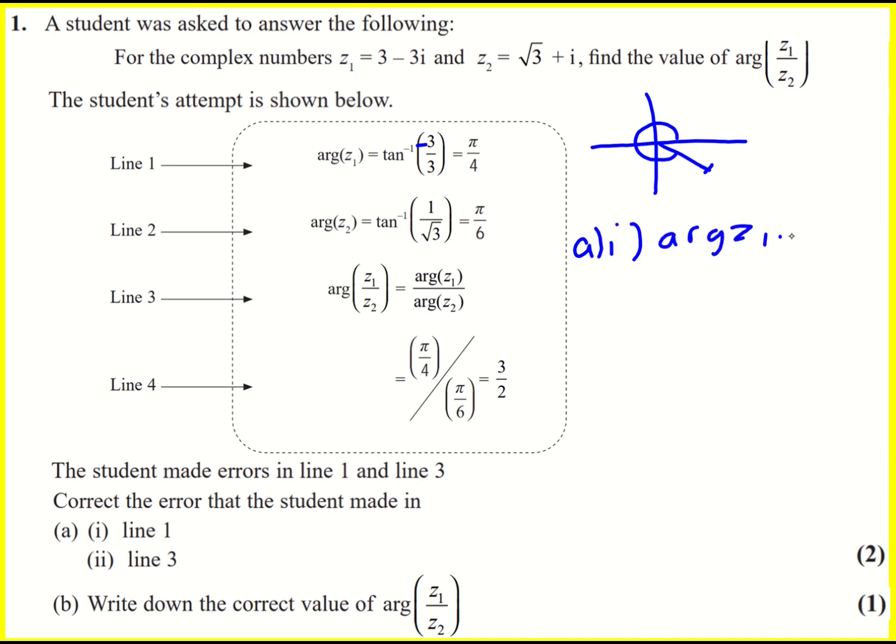So arg z1 is actually inverse tan of minus 3 over 3. This ends up being minus pi over 4. Now remember, when you do this, you also get minus pi over 4 here. So in that case, you would add on pi, but for me, I'm going to be adding on 2 pi. So that's going to give me 7 pi over 4.